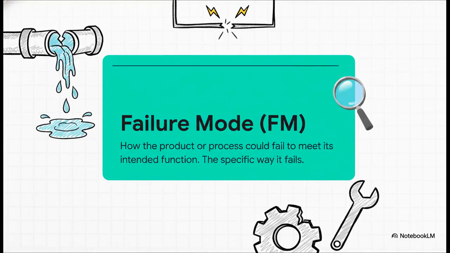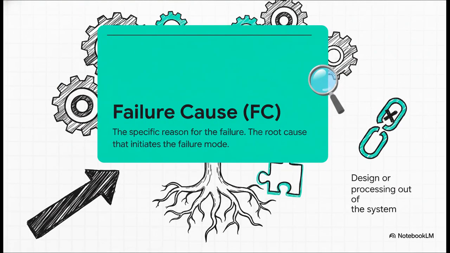The middle link in that chain is the failure mode. This is how the thing actually breaks. It's not the cause, and it's not the final consequence. It's the specific way it fails to do its job. Think of things like a seal leaks or a connection becomes intermittent. That's the mode. And finally, you trace it all the way back to the start of the chain, the failure cause.